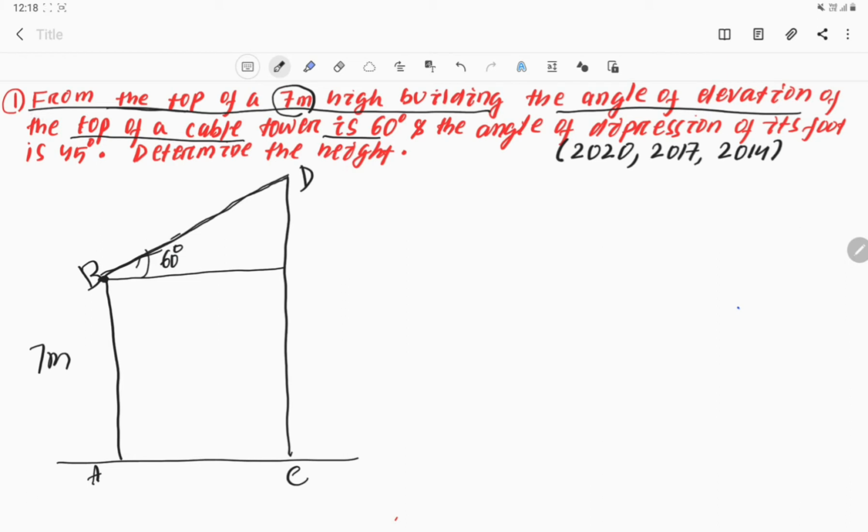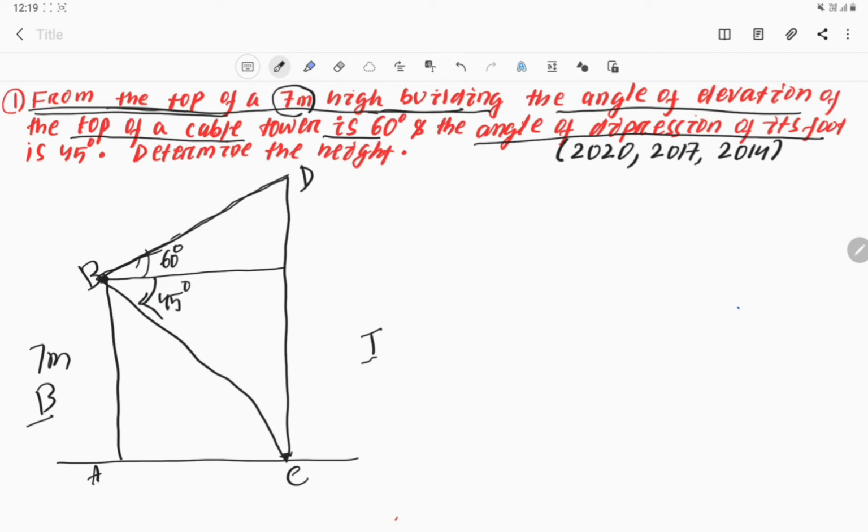Again from the top of the building, the angle of depression of its foot. From this top of the building, the angle of depression of the foot. If AB is the building and CD is the tower. Here B stands for building and T stands for tower. It is given from the top of the building, the angle of depression to the foot of the tower. I told you angle of depression means we'll make the angle in the downward direction. So this is your angle of depression.